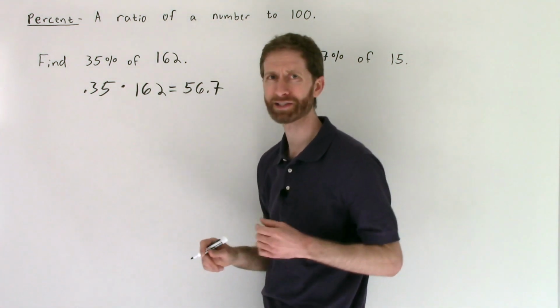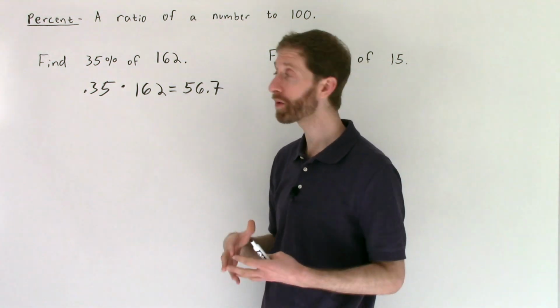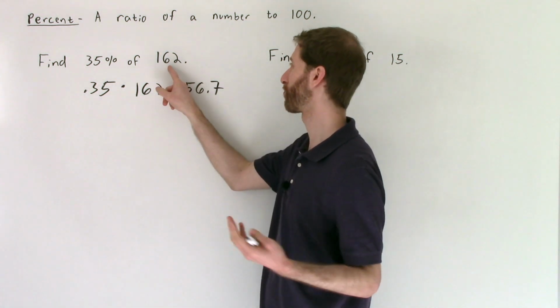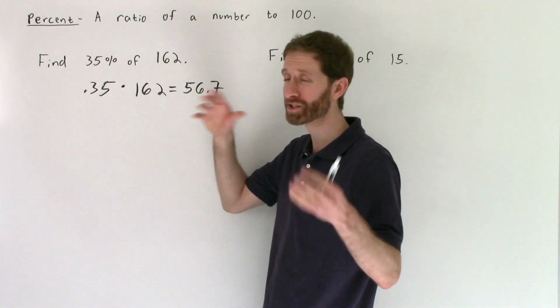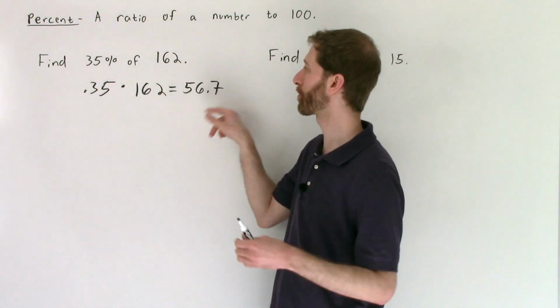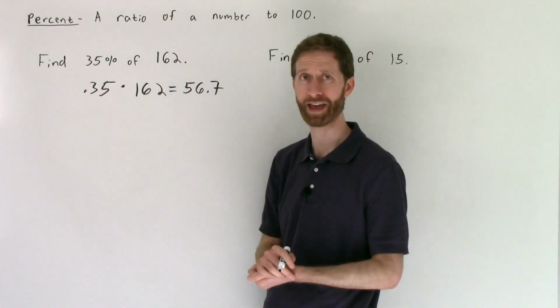56.7, which makes sense. 35% is roughly a third or so of 162, and a third of 162, that's roughly 150-ish. Just estimating. So 150 divided by 3 is 50. So we know we're in the right ballpark. And you don't have to estimate things. You could just take this process and leave it at that.